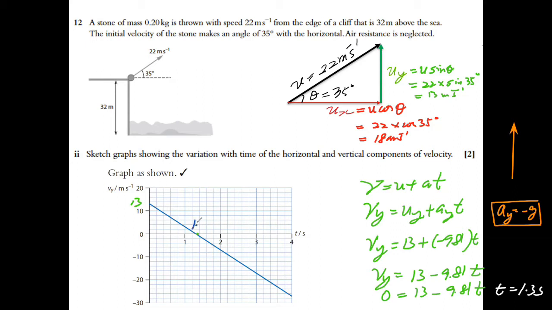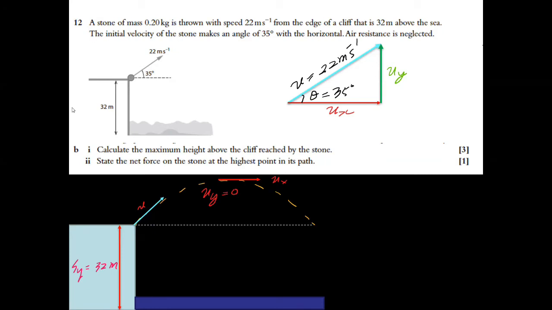Here is 1.3. A stone of mass 0.20 kilogram is thrown with a speed 22 meters per second from the edge of a cliff that is 32 meters above the sea. The initial velocity of the stone makes an angle of 35 degrees with the horizontal. Air resistance is neglected. (b)(i) Calculate the maximum height above the cliff reached by the stone.